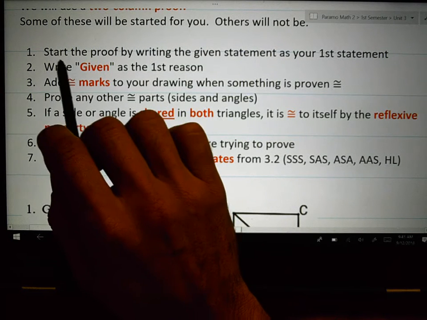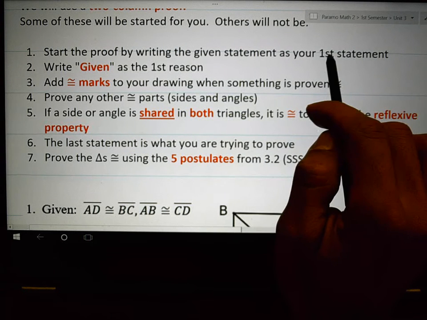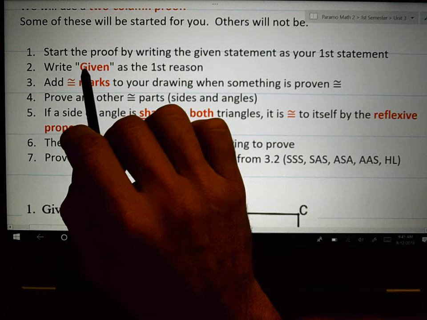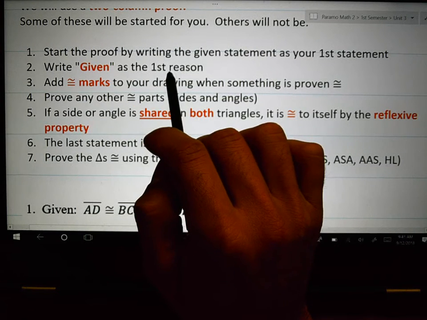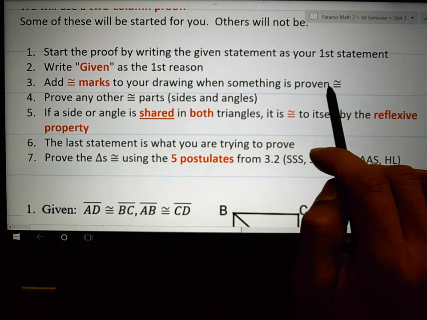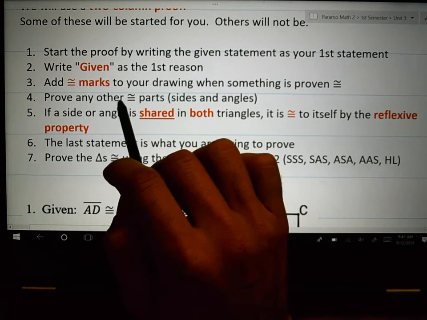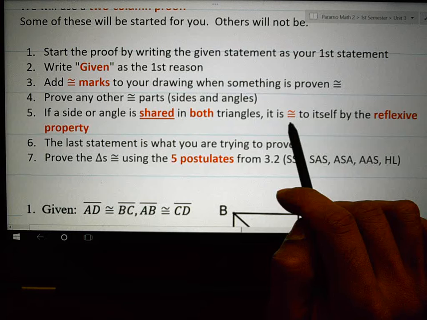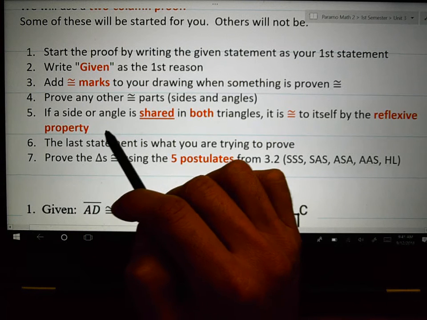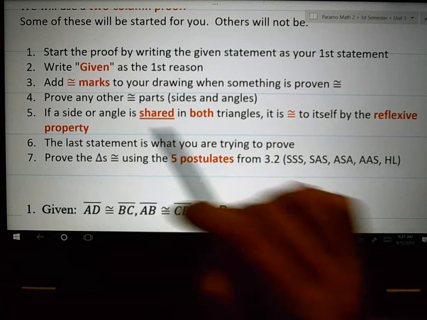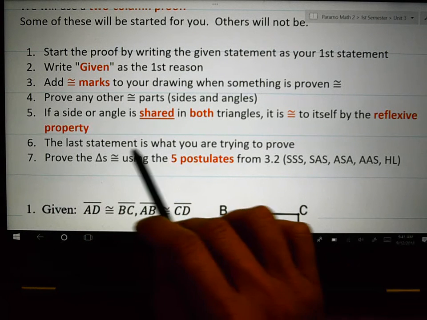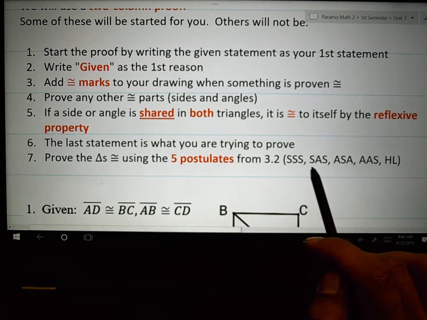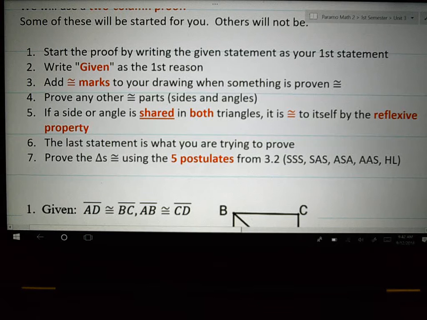Step 1, we're going to write the given statement as our first statement. I'll explain to you what that means. The second thing we're going to do, we're going to write given as the first reason. Then we're going to add congruency marks to our drawing when something is proven congruent. Then we're going to prove any other congruent parts, our sides and angles, and if a side or an angle is shared in both triangles, it is congruent to itself by the reflexive property. That's what 3A is all about. It's about this reflexive property. The last statement is what we're trying to prove, and we're going to prove the triangle is congruent using the 5 postulates from 3.2: side-side-side, side-angle-side, angle-side-angle, angle-angle-side, and HL.